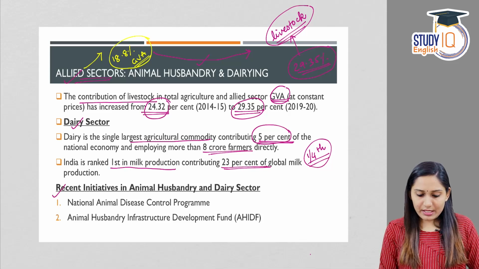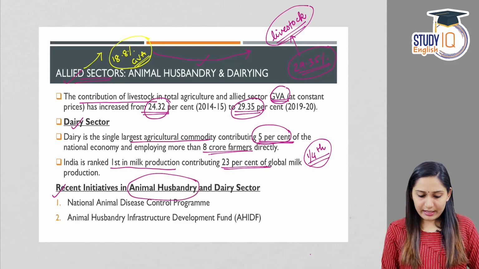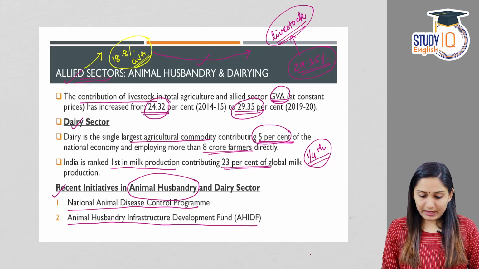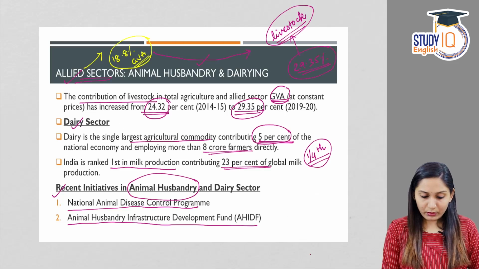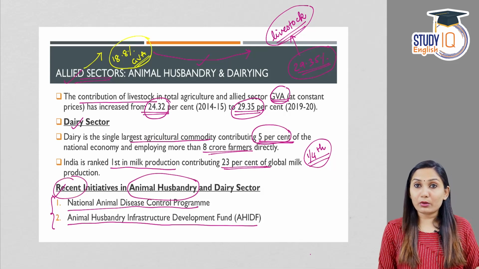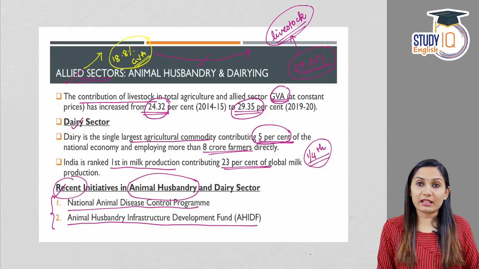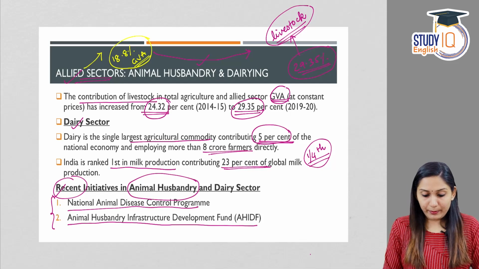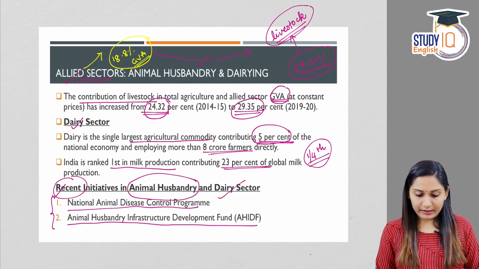Coming to the recent initiatives in animal husbandry and dairy sector, National Animal Disease Control Program, Animal Husbandry Infrastructural Development, etc. These two are the recent. These are not the only schemes or initiatives, the recent ones, examples of recent initiatives taken by the government to promote animal husbandry and dairy sector.